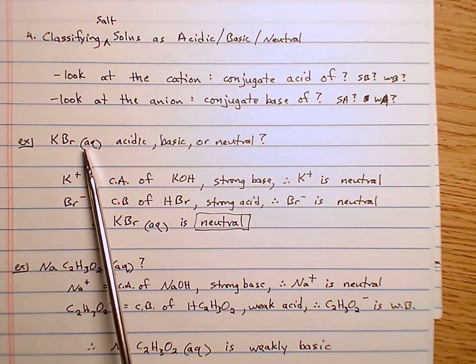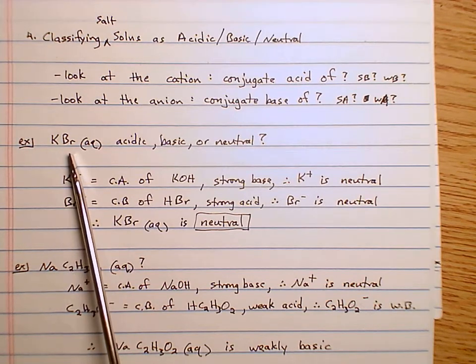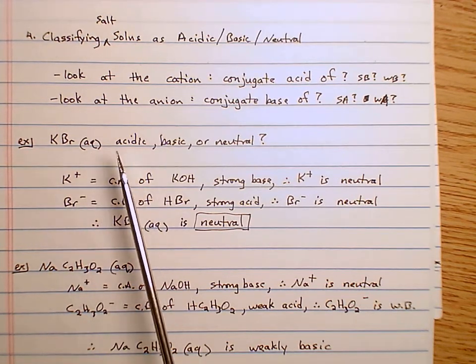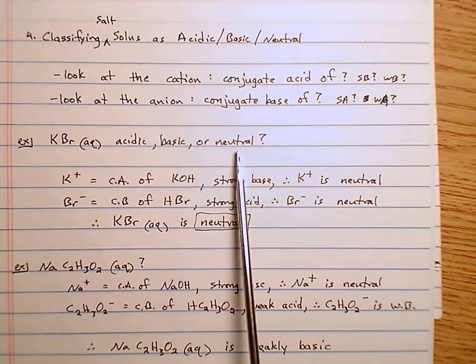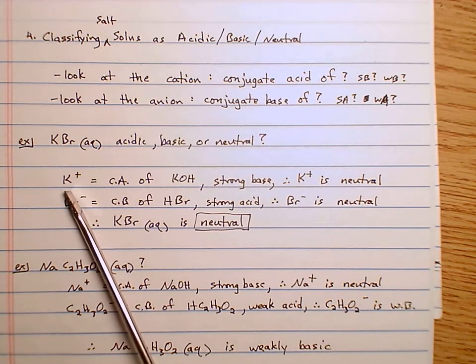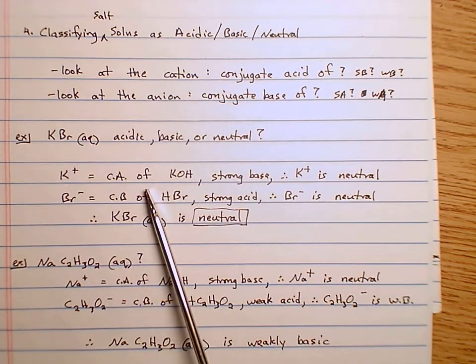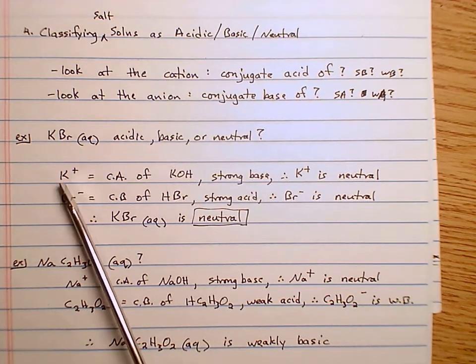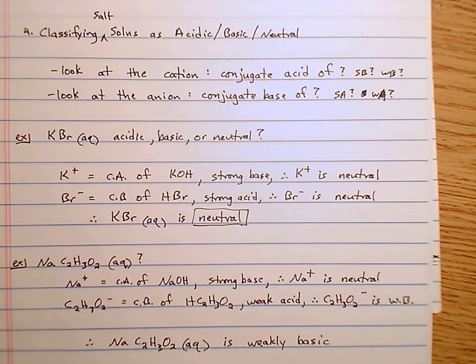For example, aqueous KBr. If we put some solid potassium bromide into water, it became aqueous. Will that solution turn acidic? Will it turn basic, or will it stay neutral like the water was? Well, let's look at the cation. The cation K plus is the conjugate acid of KOH. You look at what the cation is, add OH minus to it, and decide is that a strong base or a weak base. Well, that's KOH. That's a strong base. Therefore, K plus is neutral, because the conjugate acid of a strong base is neutral.